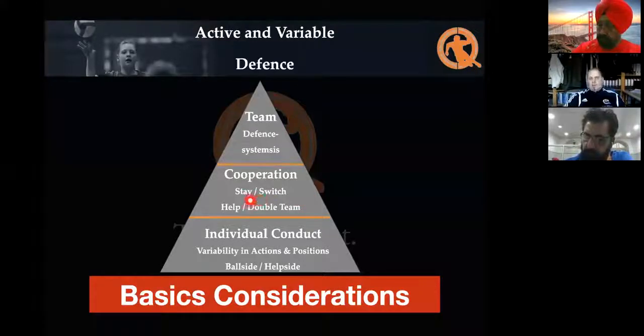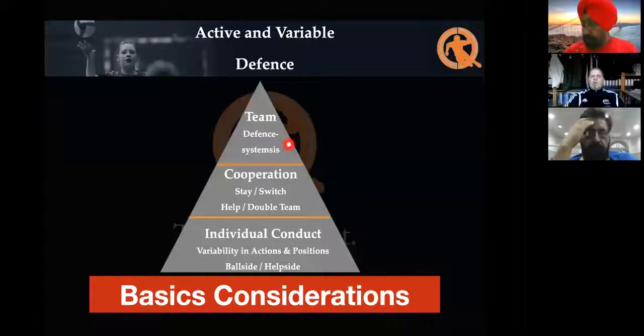So to stay, like in man-to-man, to switch, like in zone defense, to help and to double team, depends really on those individual qualities. And the better the individual qualities and the better the cooperation, the more the teams can create variations of different defense systems. Open system, closed system, variation in one system. It all depends on, again, individual and cooperation variations.